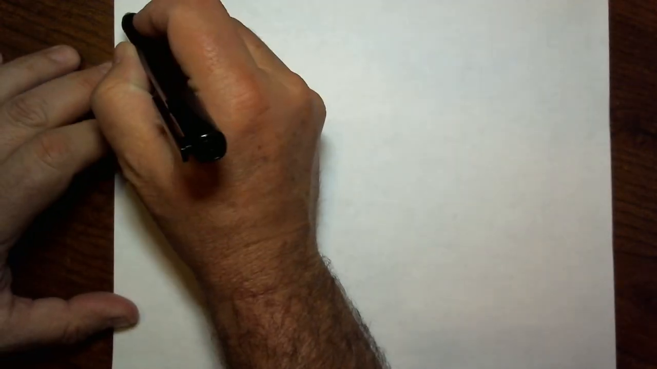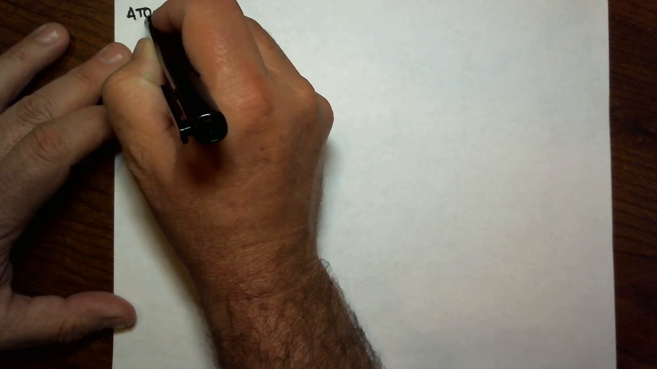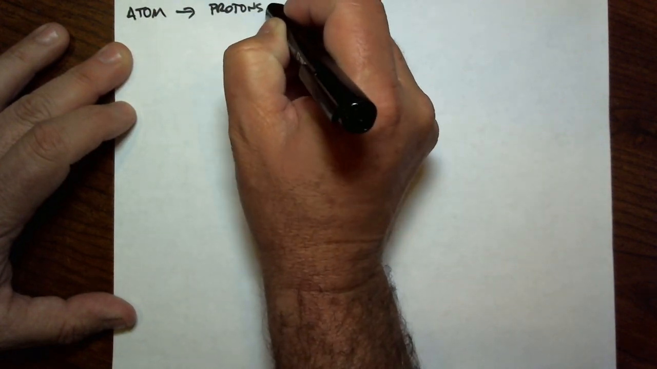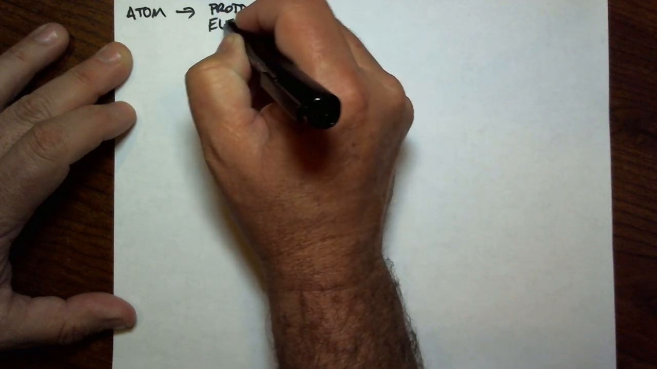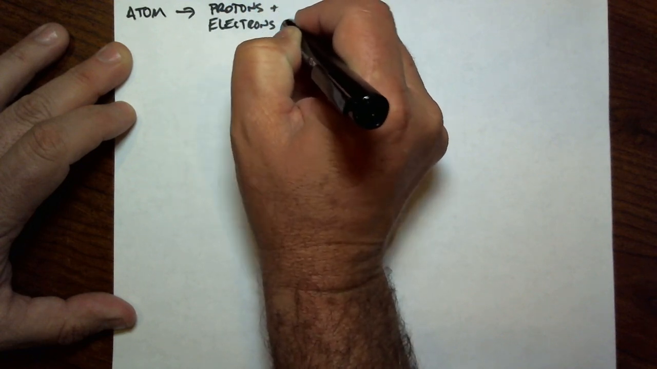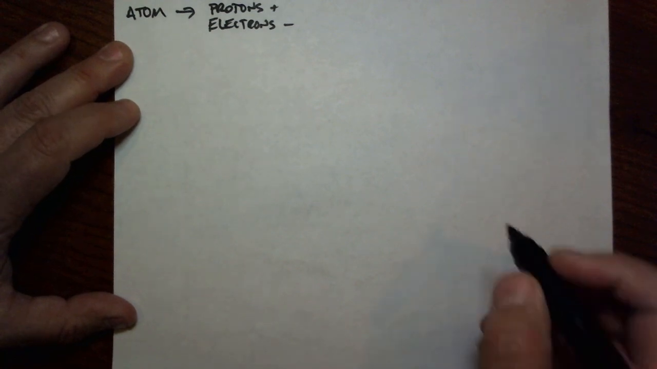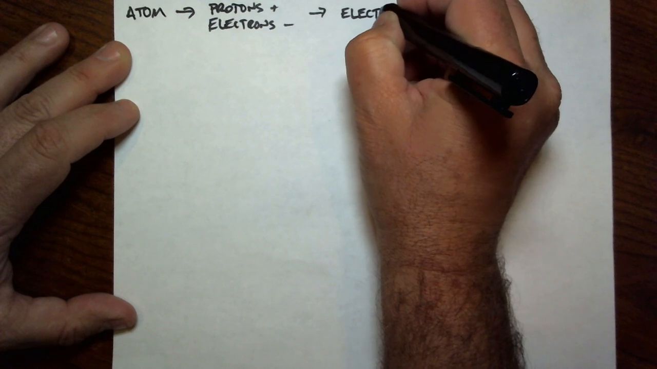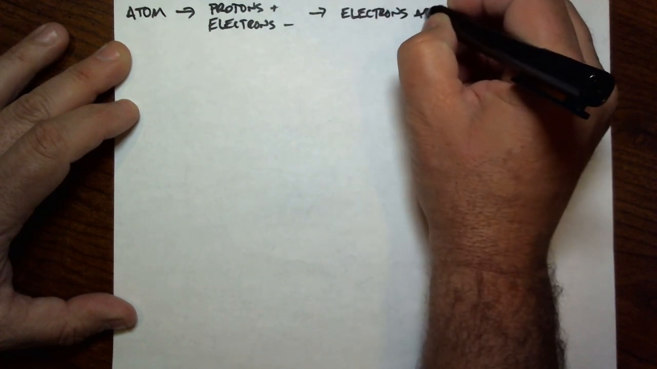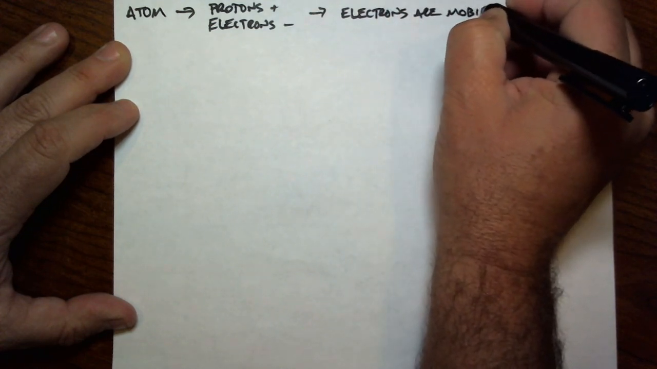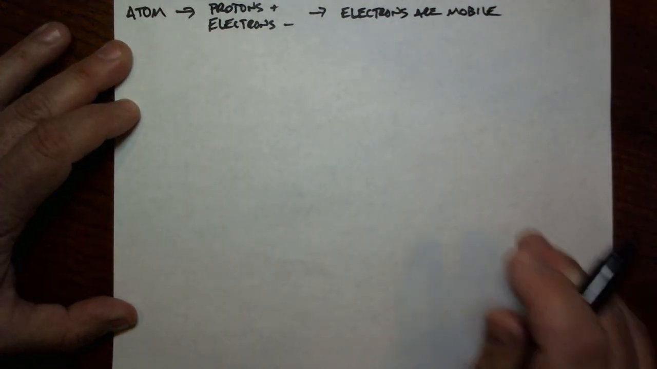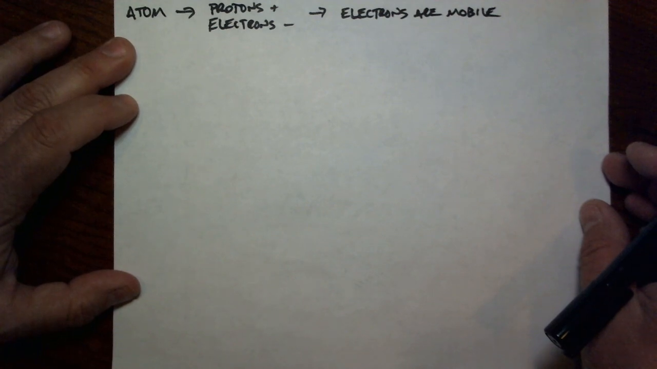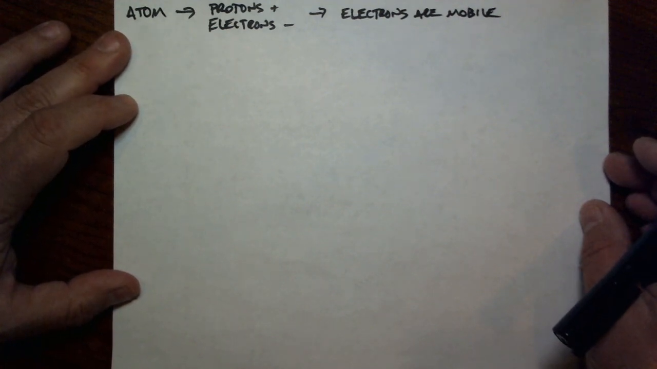Let's continue talking about static electricity. What we learned before is that inside the atom there are protons, which have a positive charge, and electrons, which have a negative electric charge. We also learned that the electrons are mobile, and they're on the outside of the atom, so they're knocked off easily. And the migration of electrons is really what creates static electricity.